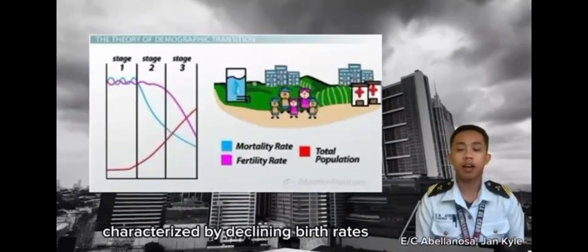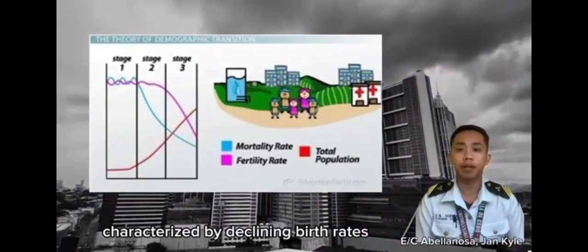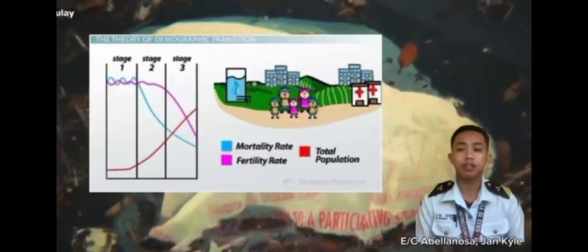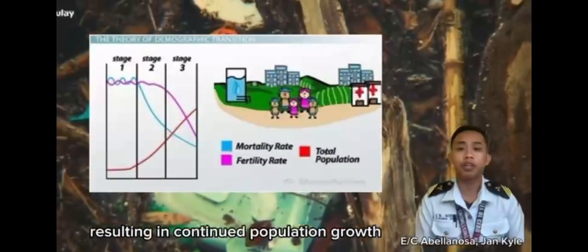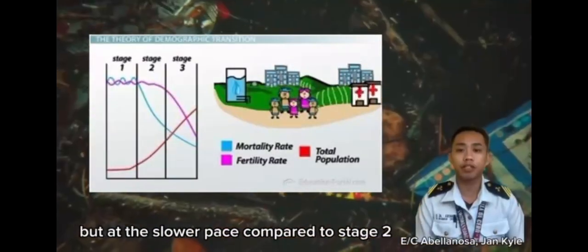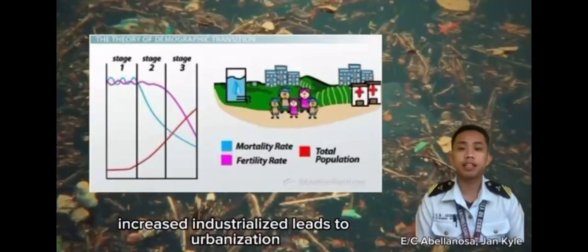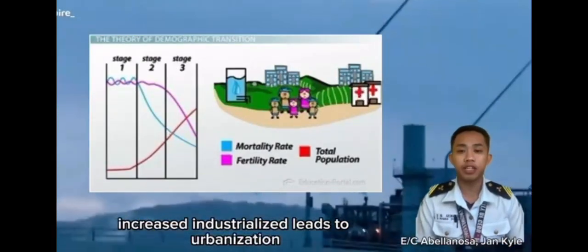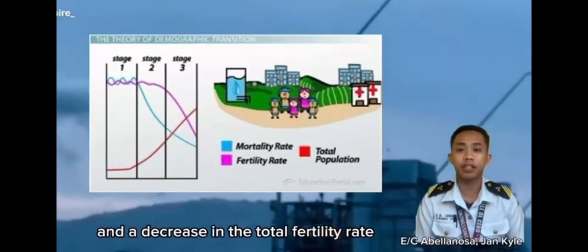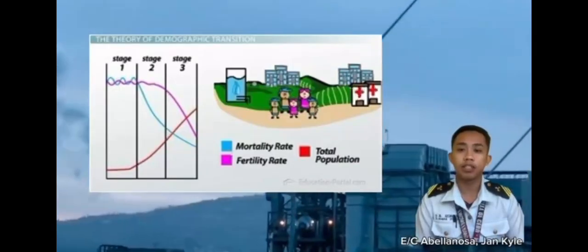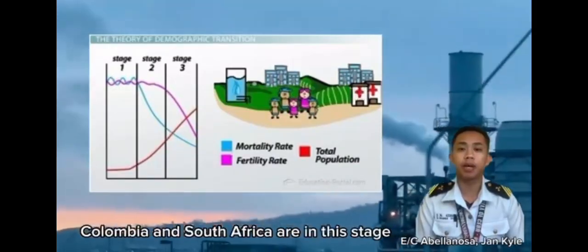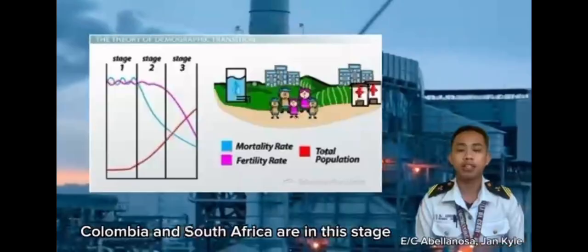Stage 3, characterized by declining birth rates and low death rates, resulting in continued population growth but at a slower pace compared to stage 2. Increased industrialization leads to urbanization and a decrease in the total fertility rate. Countries like Mexico, India, Colombia, and South Africa are in this stage.